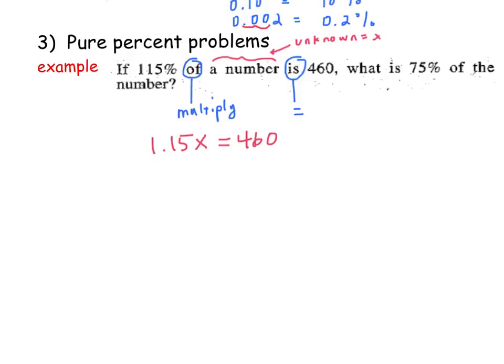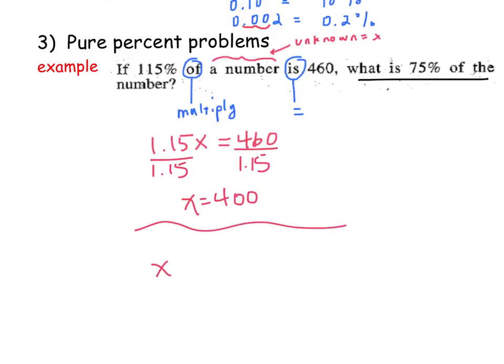Solving for x, I divide by 1.15. So x ends up equaling 400. I'm not done at this point. One of the choices is probably 400. The next question is, what is 75% of the number? So new question, what is 75% of the number? So what is my x? New equation: what is 75%, 0.75, of the number that we found, which was 400. So "of" would be times 400.